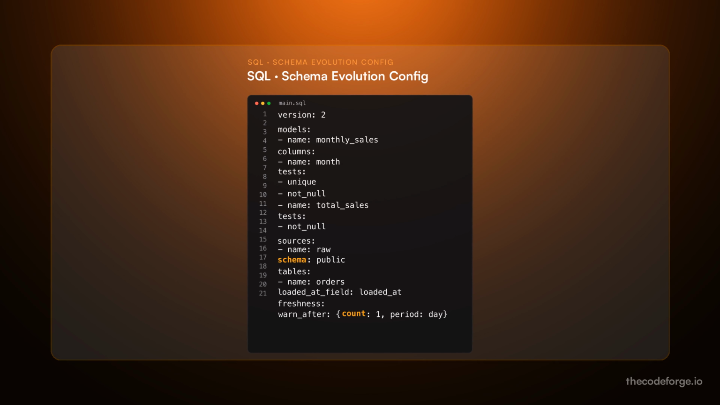This schema.yml defines tests for your dbt models and source freshness checks. It ensures data quality and alerts you if source data becomes stale.